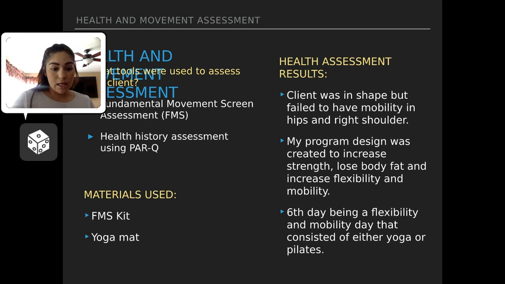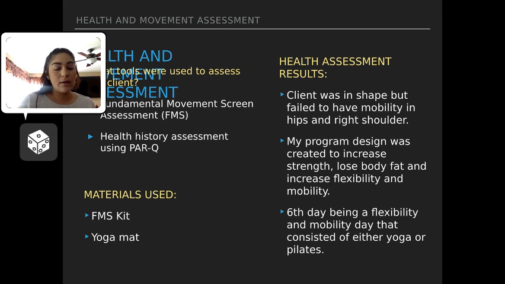Materials used were the FMS kit and a yoga mat, and my client's results were that he was in shape. He did pass mostly all the assessments with a 3. However, there were some that he did not pass, which I will go into detail with in the FMS faults. He did fail to have mobility in his hips, which is the lack of hip flexion, and in his right shoulder. My program design was created to increase strength, lose body fat, and increase his flexibility and mobility, which is to help him pass those assessments that he failed in the FMS.